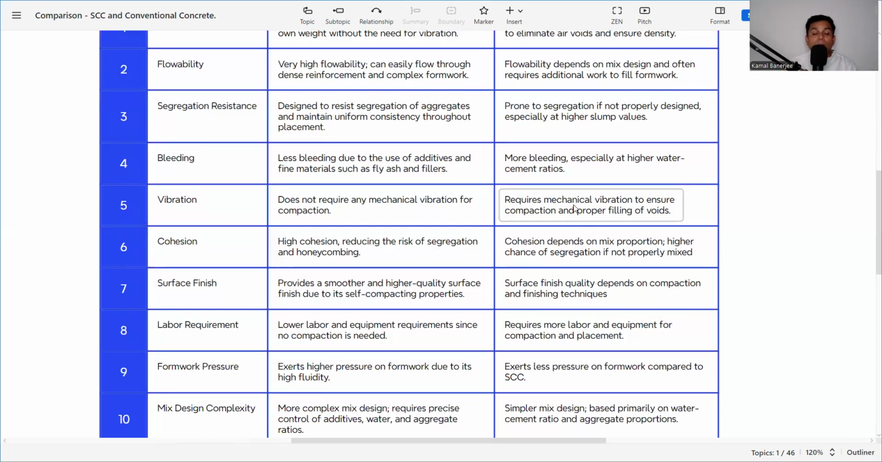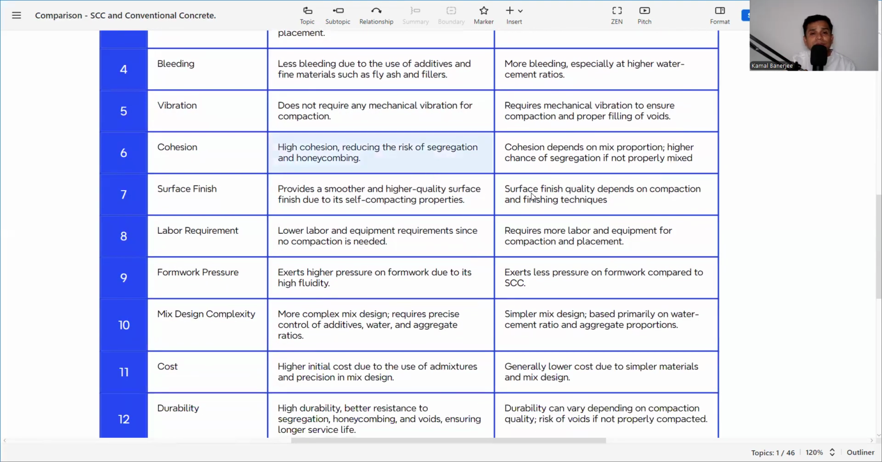So what is compaction of concrete and how to do it? What is the IS code and what is the method to do the compaction? I have made a detailed video on this. Please find the link there in the description. Please check. You will get full information about the compaction or the consolidation of concrete using a mechanical vibrator.